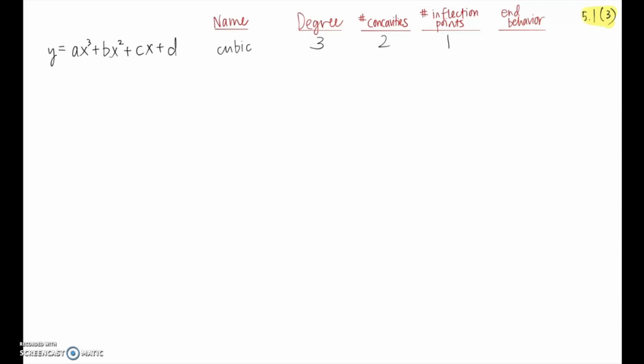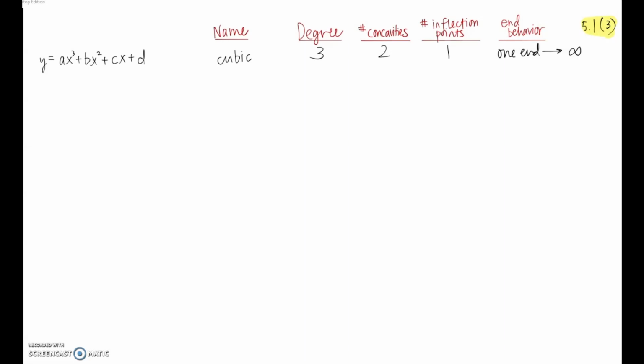And then the end behavior of the function, what's going on as x gets really big or as x gets really big negatively. As we're going off to the right and to the left of our graph, one end is always going to go to infinity. So one end is going off to infinity, and one end will go off to negative infinity. And these functions generally look something like this. It might be reversed, or maybe one end is going up when the other end is going down, but this is the general shape of a cubic function.